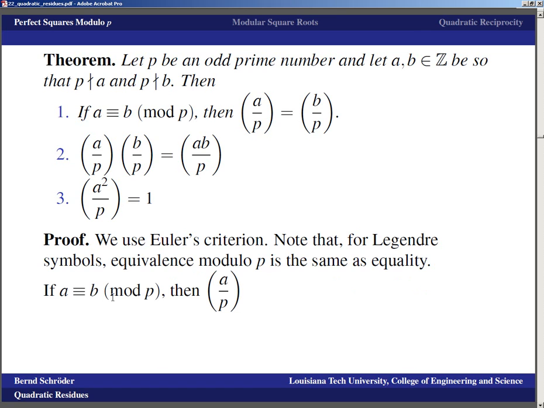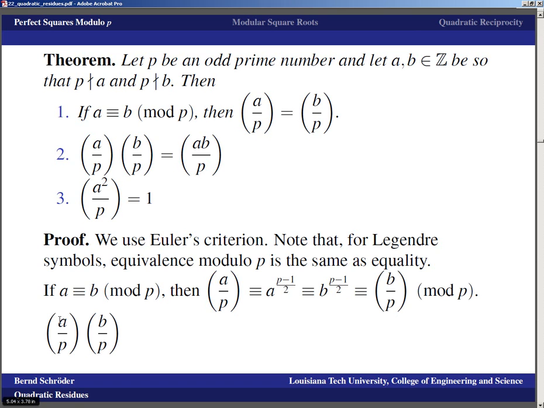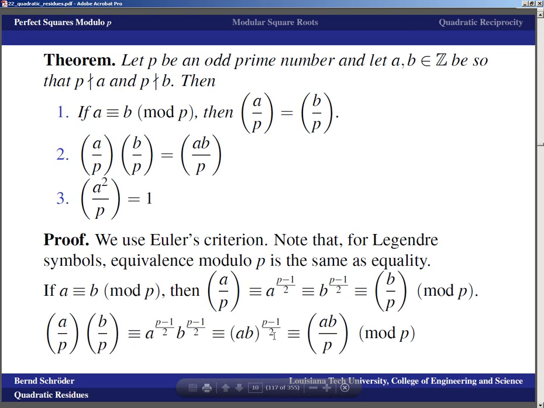Okay, so that means when a is equivalent to b modulo p, then the Legendre symbol of a over p is a to the (p minus 1)/2 modulo p. But because a is equivalent to b modulo p, that means it's b to the (p minus 1)/2 modulo p, which is the Legendre symbol of b over p modulo p. For the product, the Legendre symbol of a over p times the Legendre symbol of b over p is equivalent to a to the (p minus 1)/2 times b to the (p minus 1)/2, which is ab to the (p minus 1)/2, which is the Legendre symbol of ab over p modulo p throughout.